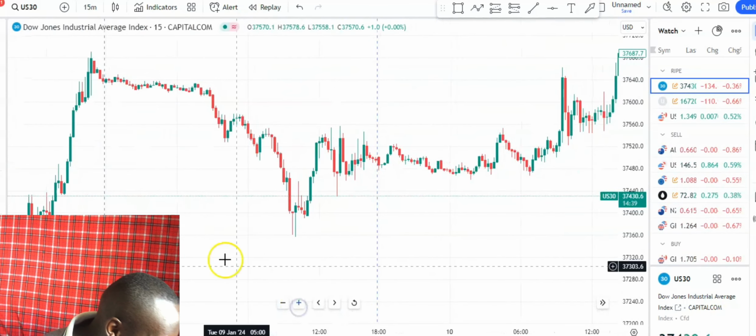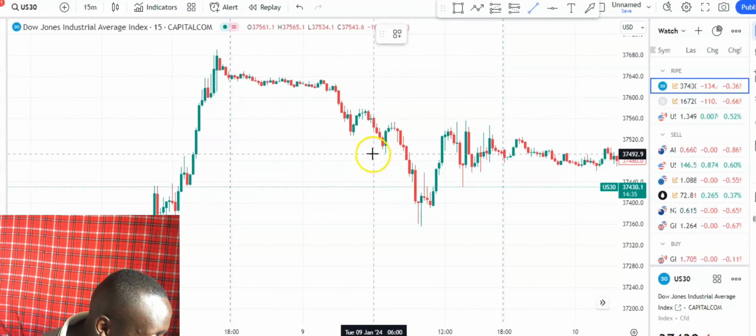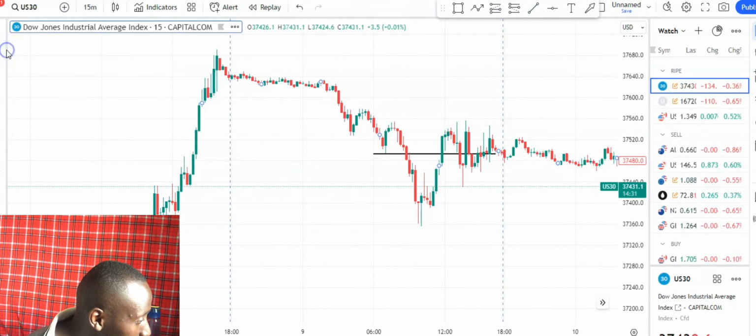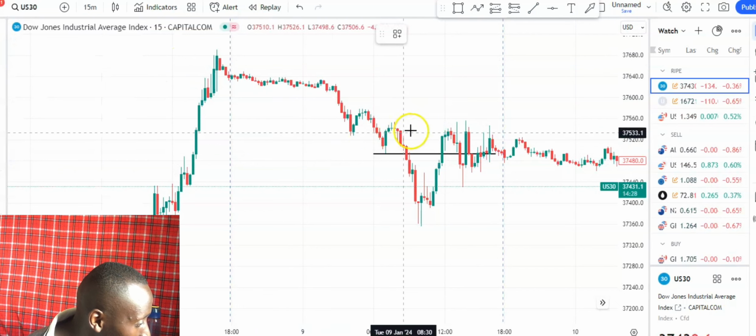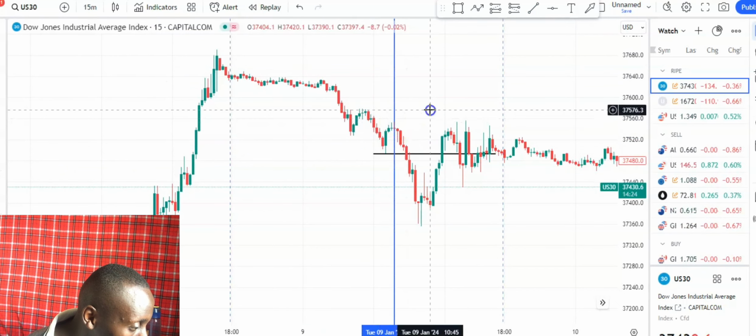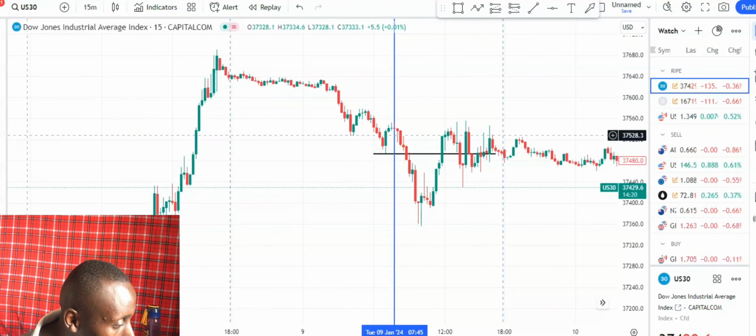If you are trading in the New York session, then you have your low there. The New York session begins at 8 a.m. So this is the low of the day.